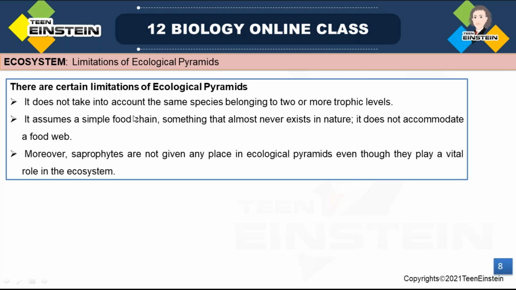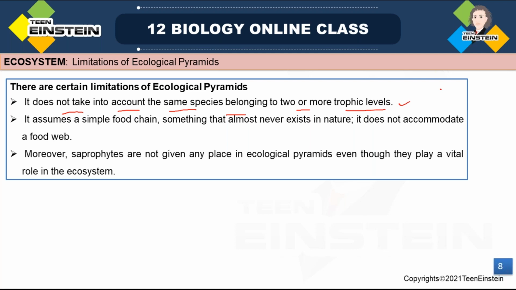In an ecological pyramid, it does not take into account the same species belonging to two or more trophic levels. Okay, it does not take into account the same species which is belonging to two or more trophic levels. The same species of organism can be present in two or more than two trophic levels, but that will not be considered. So that is one limitation.